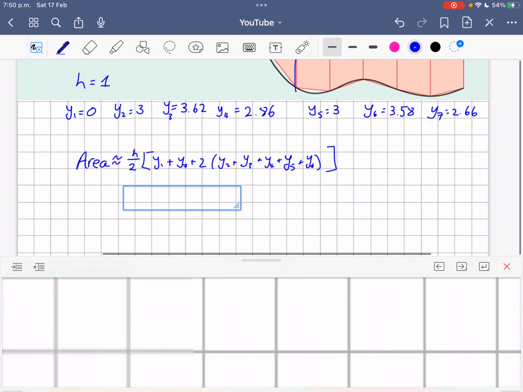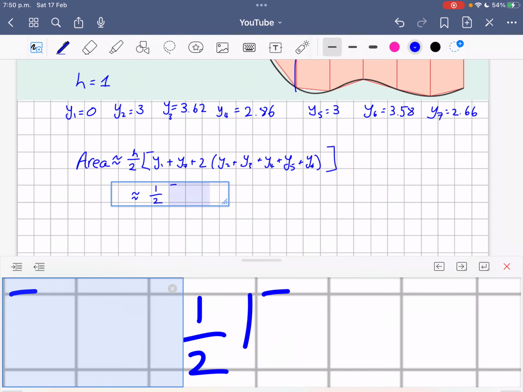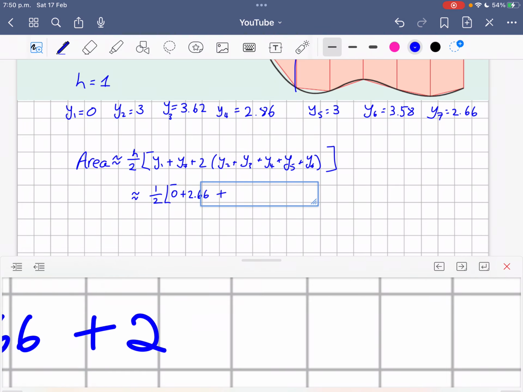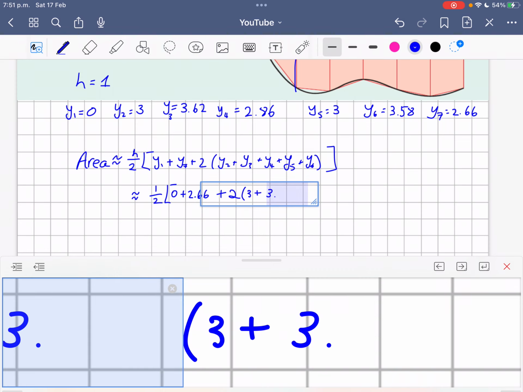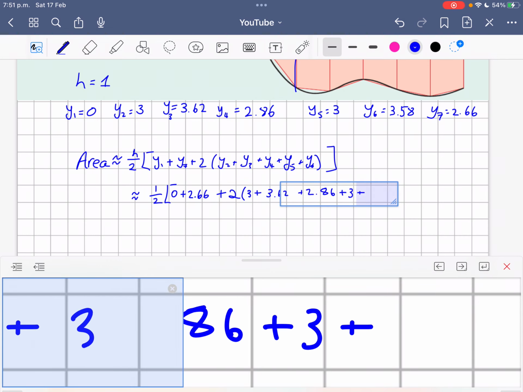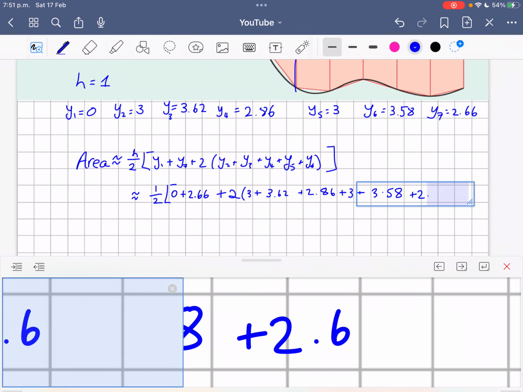Now fill into your formula. That's approximately equal to a half. y1 was 0. y2 is 2.66. And then 2 multiplied by all of these added together. 3 plus 3.62 plus 2.86 plus 3 plus 3.58 plus 2.66.